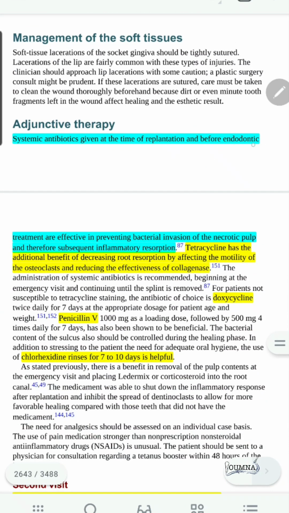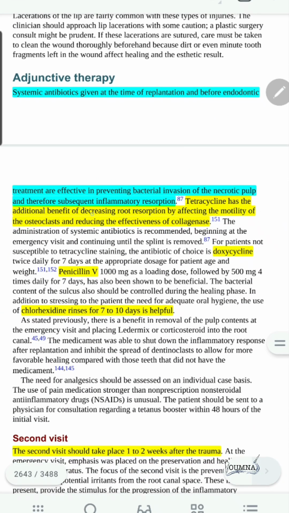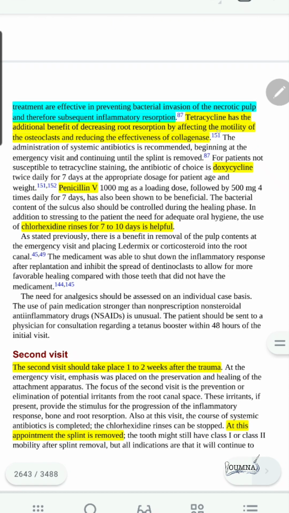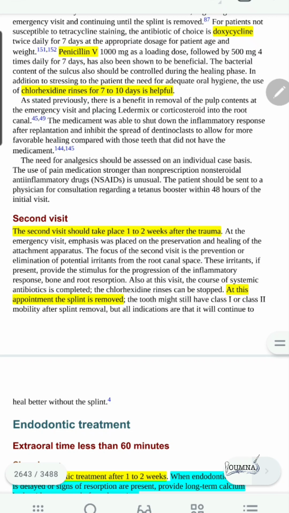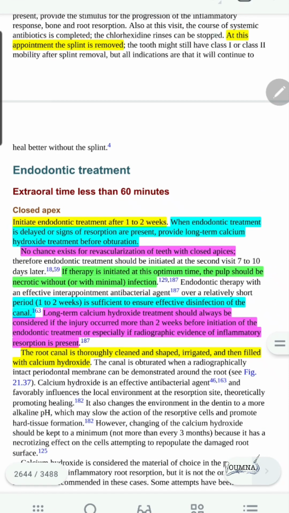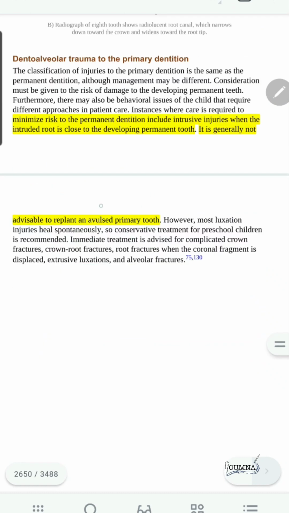As for the antibiotics that we prescribed before, the reason is to prevent the inflammatory resorption and to prevent the bacterial invasion of the necrotic pulp. We can prescribe tetracycline, doxycycline, or penicillin. Tetracycline delays the resorption because it affects the motility of the osteoclast. We also prescribe chlorhexidine rinses for 7 to 10 days. The second visit is after 2 weeks of the trauma, where we remove the splint. For an avulsed primary tooth, we generally do not replant it.